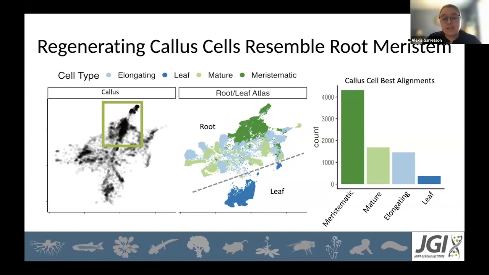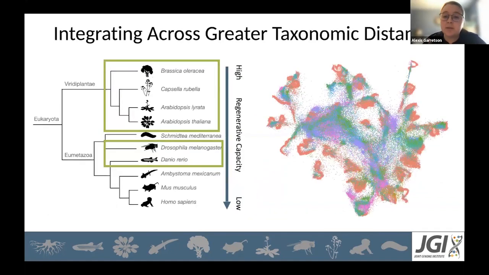And part of why it's interesting is because this is very similar to how many animals are thought to do tissue regeneration. And so we thought about really pushing the limits of what we could do with the SAMMAP tool by integrating some other available single cell data sets of regenerating organisms. In particular, we pulled in a zebrafish regenerating caudal fin and a fruit fly regenerating spinal disc to integrate into the same space as the root and the callus data from our plants.